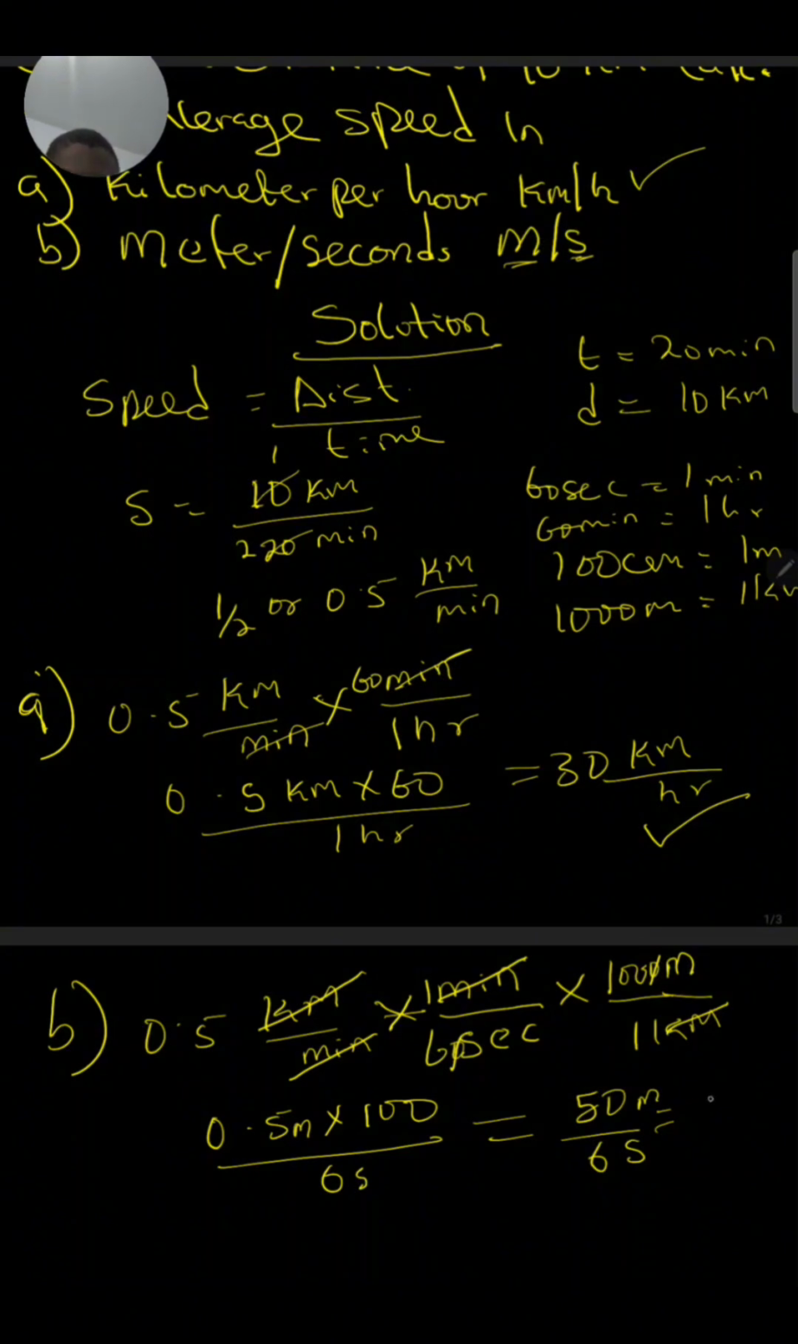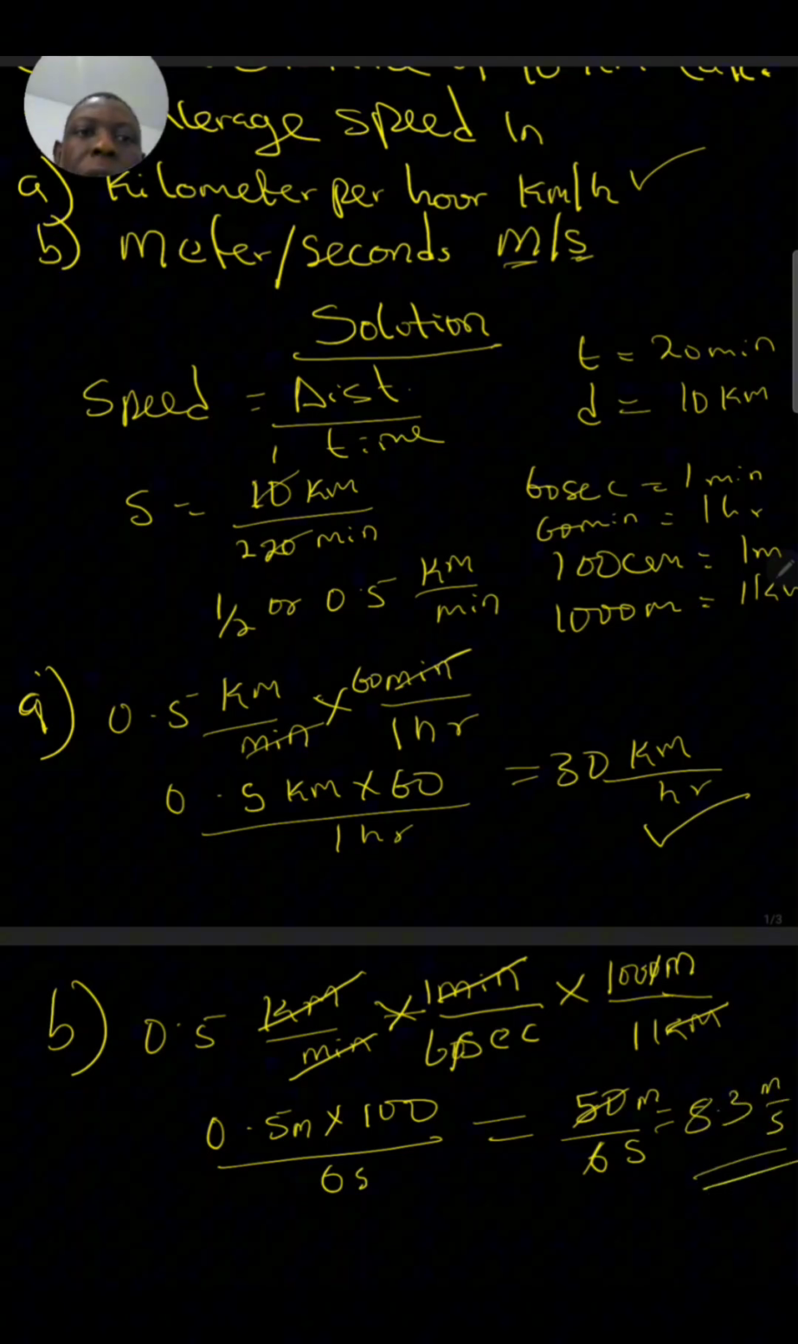So when you divide 50 by 60, you will have 8.3 meter per second. So this is the answer to the question.